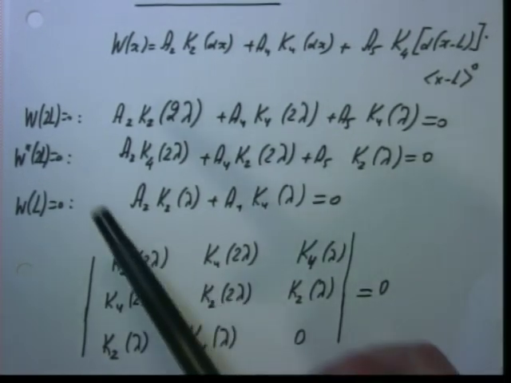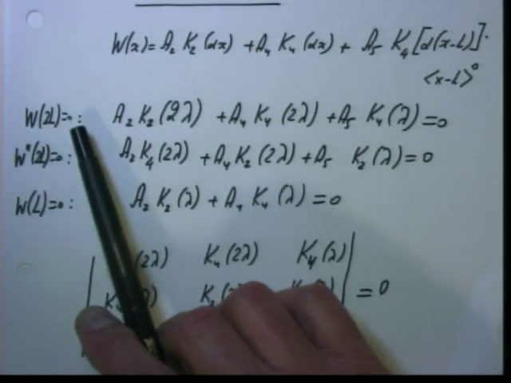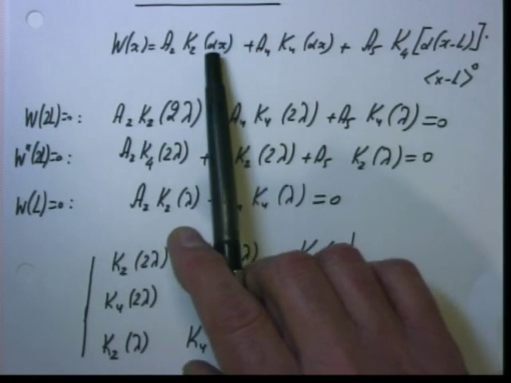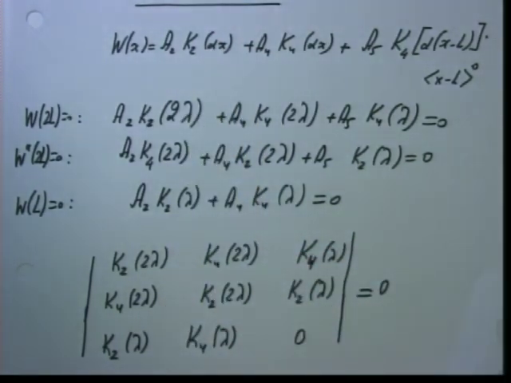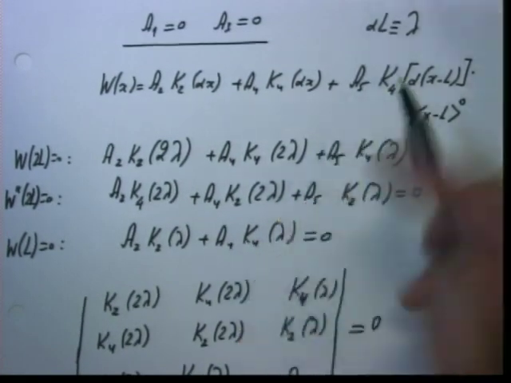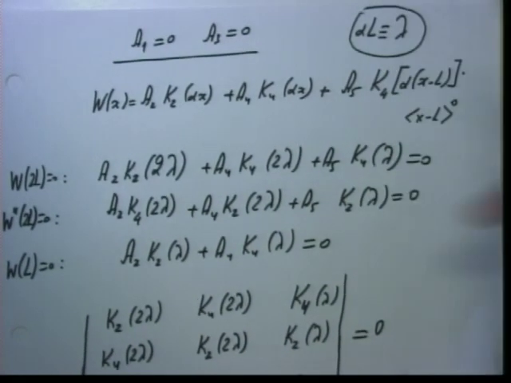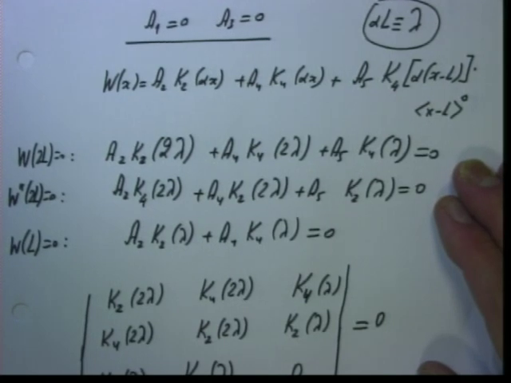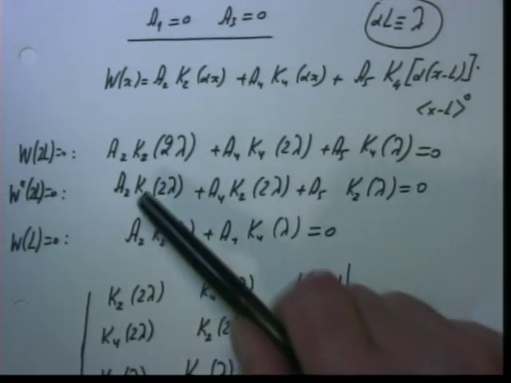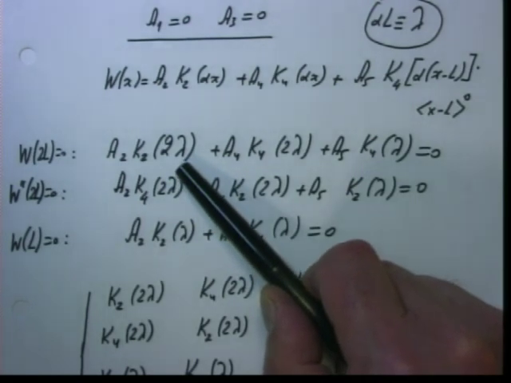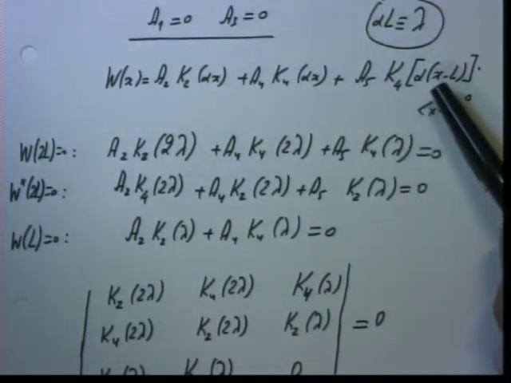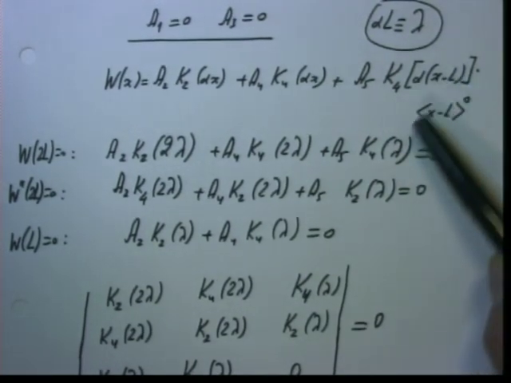So now I substitute conditions. W at 2L equals 0. So I substitute here 2L, 2 alpha L. Alpha L, if you remember, equals lambda. Then I have A2K2 of 2 lambda, A4K4 of 2 lambda, but here will be just lambda because 2L minus L is L, so it will be just lambda.